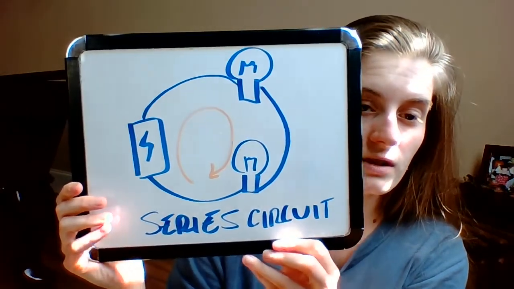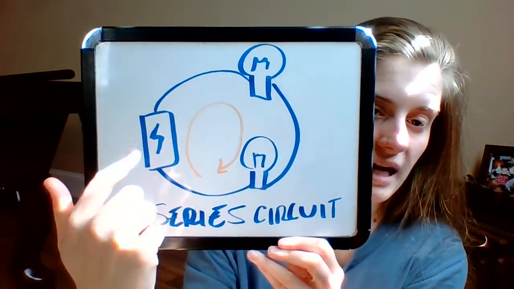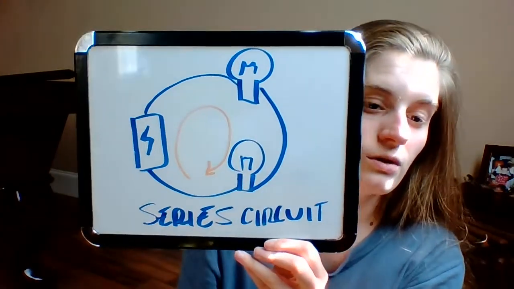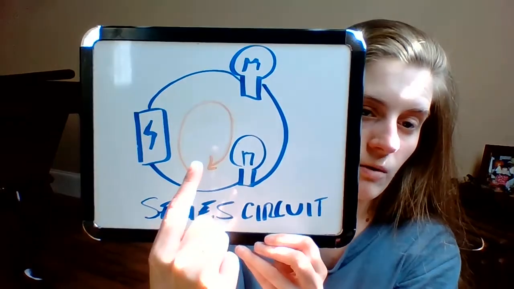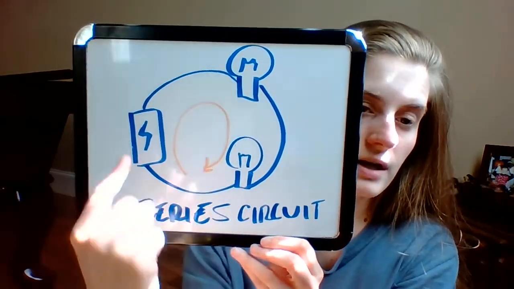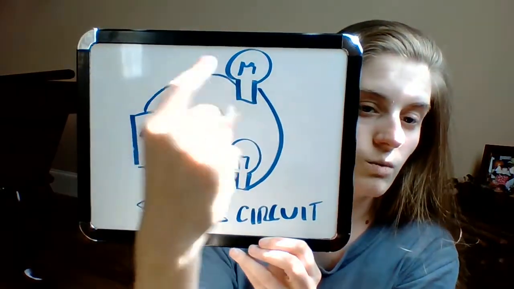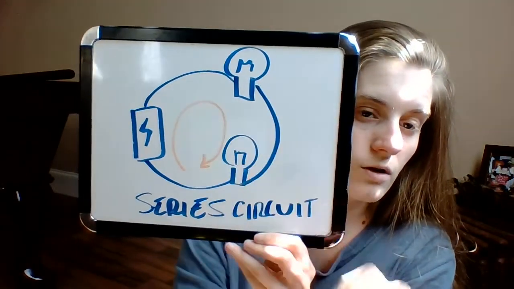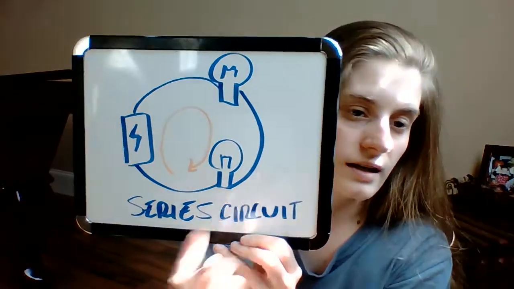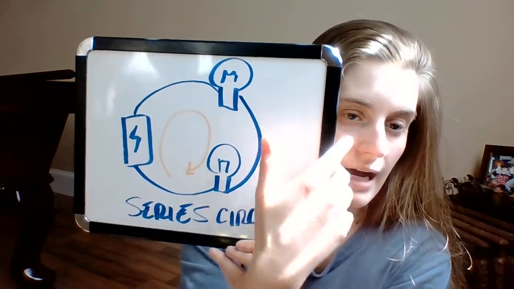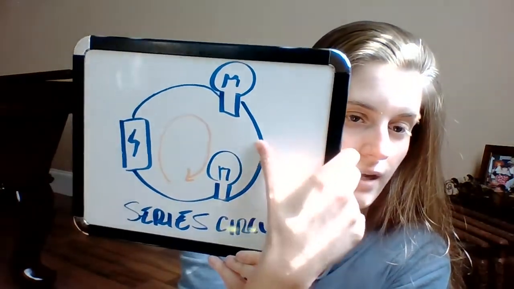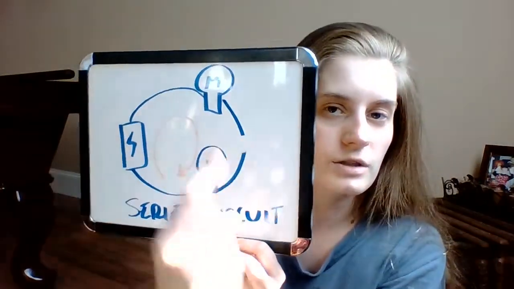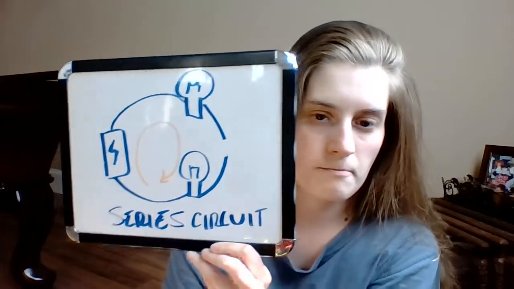So you have your battery here, that's your power source. Wires are connecting to these two light bulbs. And you see my orange line, the power is flowing through this all in one loop. And if I take out this light bulb, it's going to separate these two wires and it can't flow anymore. Or if I break this wire, it won't be able to flow anymore because it's in one continuous circle. Okay?